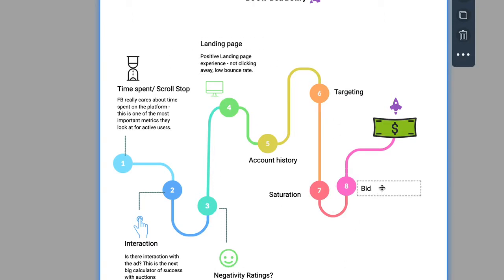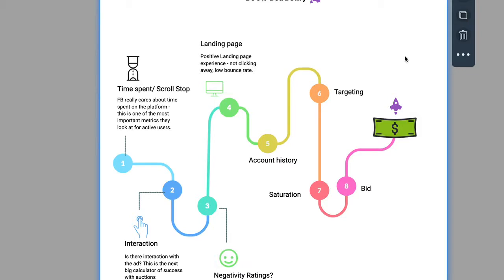And then the next one is bid. Now, Facebook is automatically going to be setting the bid for you until we start using manual bids, but the bid is only going to be adjusted based off of everything else beforehand. So we can think of everything else as like a quality score, and if we're at a 10 out of 10, then our bid will be able to be lower, or Facebook will bid lower, because we are a higher quality advertiser.